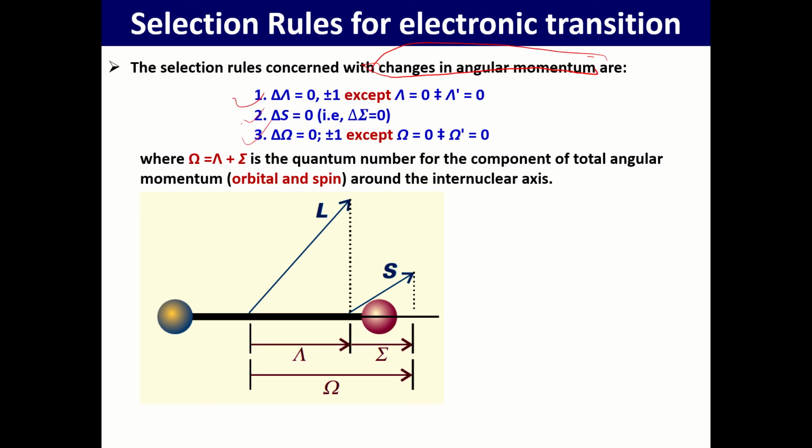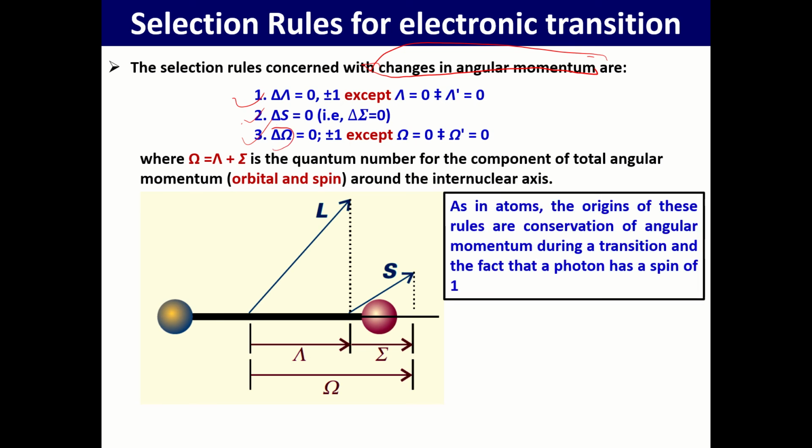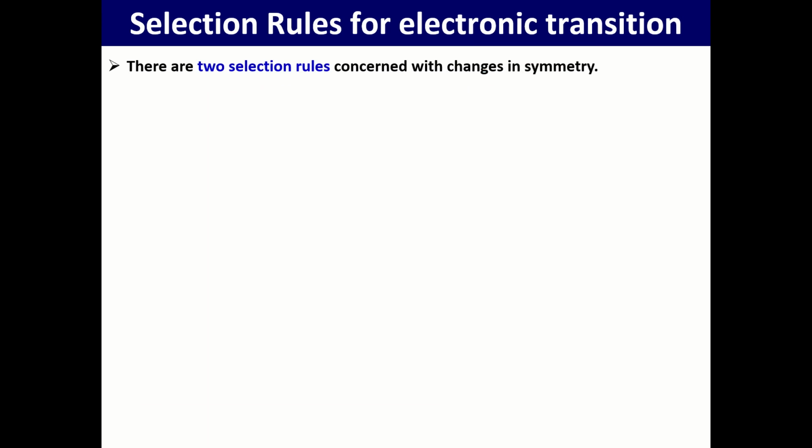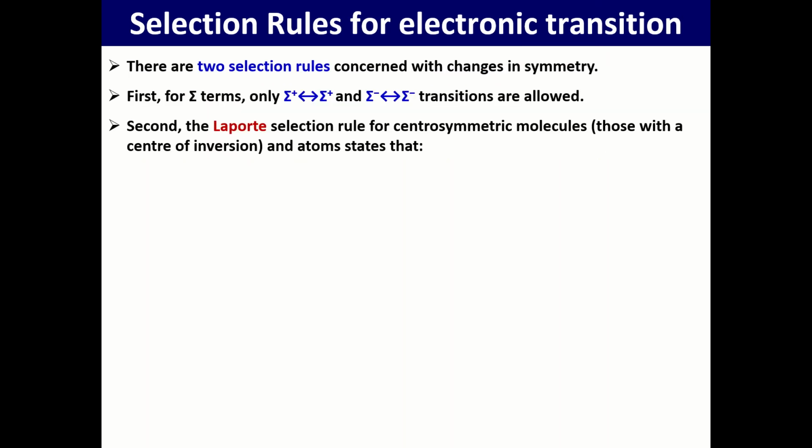Capital lambda is for the total orbital angular momentum and total spin angular momentum, and this is the total angular momentum. तीन अलग अलग तरह से बताया था. और ये, this is only the component along the internuclear axis is to be conserved. बस. फिर उसके बाद two selection rules for the change in symmetry, concerning the change in symmetry during the transition.